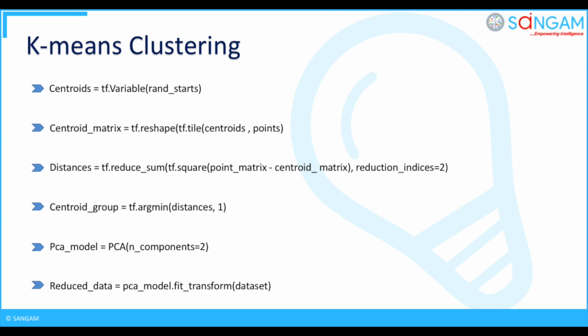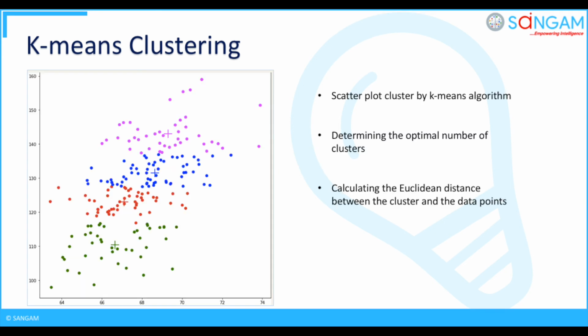Reduced_data equals PCA_model.fit_transform of dataset. Now you can see how the clustering graph is plotted, with respect to 2 dimensions of data points, which are classified into 4 clusters, and each cluster is identified by its color and has its own centroid. This is how the prediction can be performed on the basis of the clustering model.